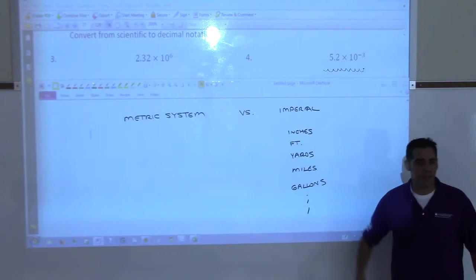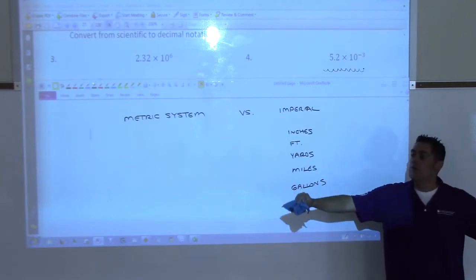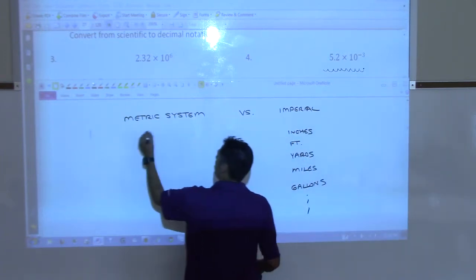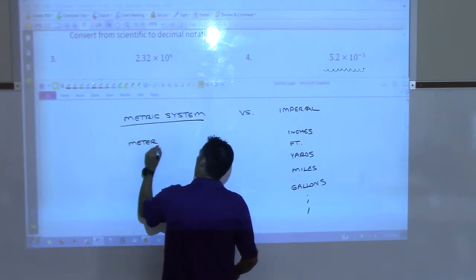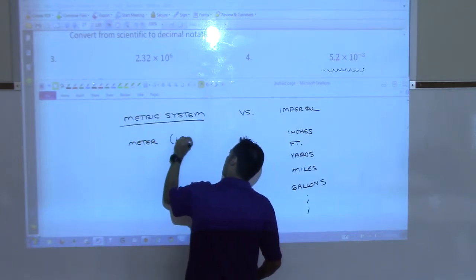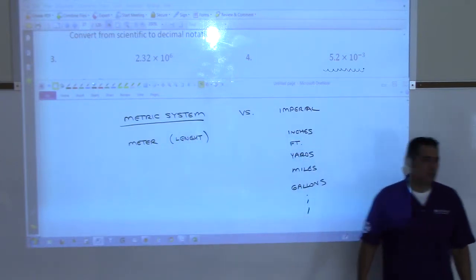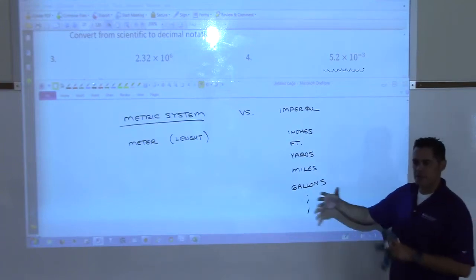But in the metric system, what do they use to measure length? Kilometers. Meter, right? So it's a meter. That's the basic unit of measurement in the metric system, and that's representative of length. Now, you can have kilometers, which is still meters, but scaled up.